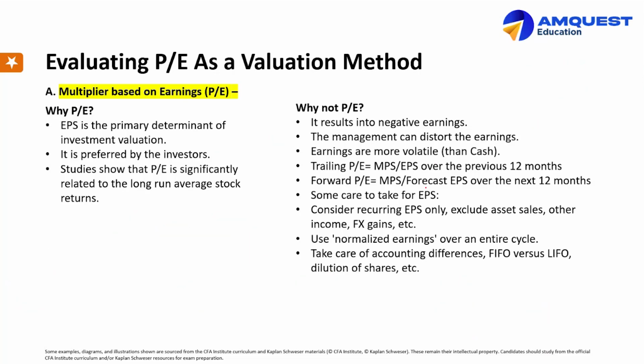Why not PE? It cannot be used if there are negative earnings. The management has got capacity to distort the earnings. Earnings are more volatile than cash. किसी साल sales बहुत ज़्यादा हो सकती है, sales बहुत कम हो सकती है. Let's say COVID जैसा period है. COVID के पहले बहुत boom था, उसके बाद 2 साल sales tanked and then again sales have slowly picked up. फिर अगर हम previous 12 months का data लें, तो that is called as trailing PE और forecasted EPS ले, तो that is called as forward PE.